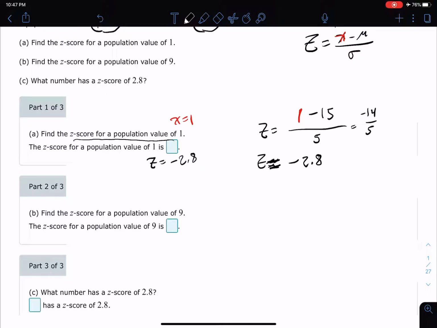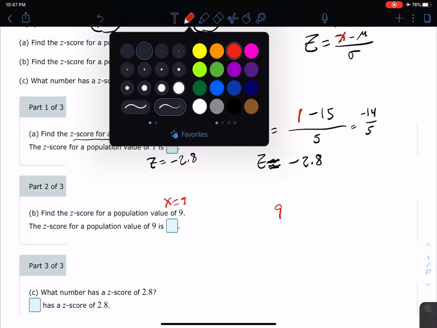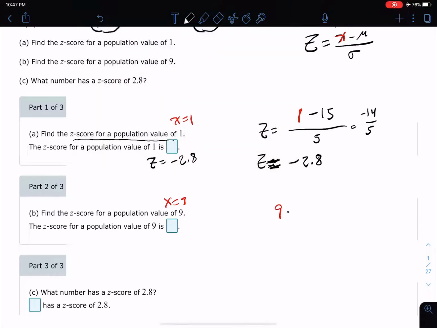Find the z-score when the population value is 9. Using my formula again, putting the values in, it's going to be 9 minus my mean, which was 15 in this problem, divided by the standard deviation, which was 5. So the z-score is negative 6 over 5, which is negative 1.2.